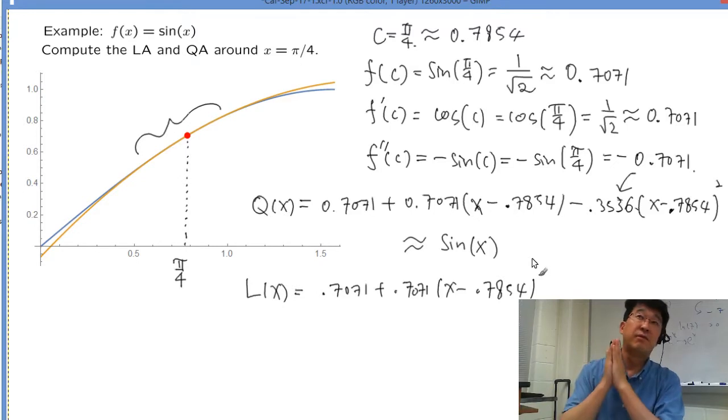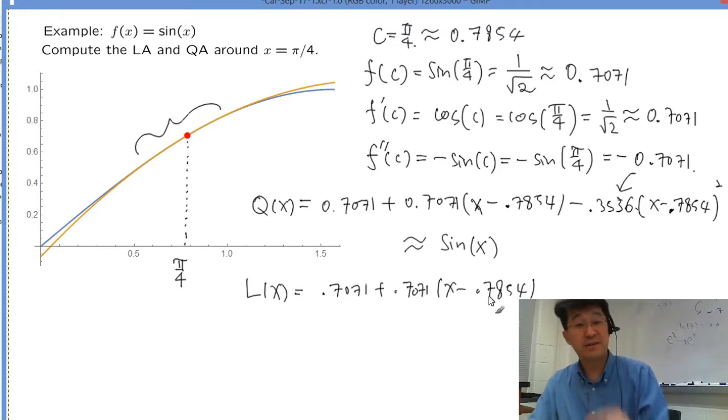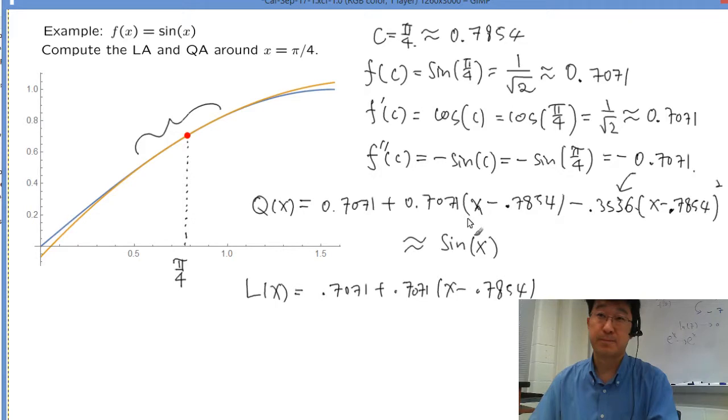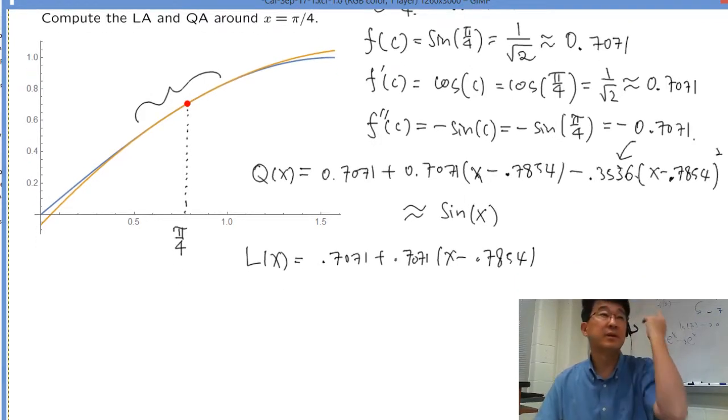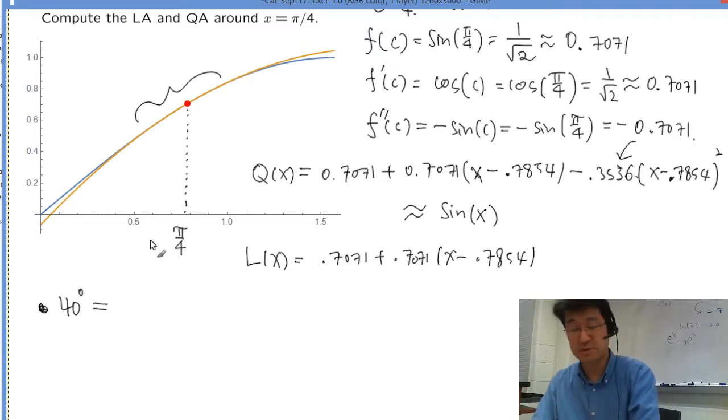So if you believe 40 degrees is close to 45 degrees, then rather than plug in a sine of 40 degrees here, we're going to plug in 40 degrees there in radians. So I want you to go ahead and change the 40 degrees to radians. What is 40 degrees in radians? Approximately, down to 4 decimal places.